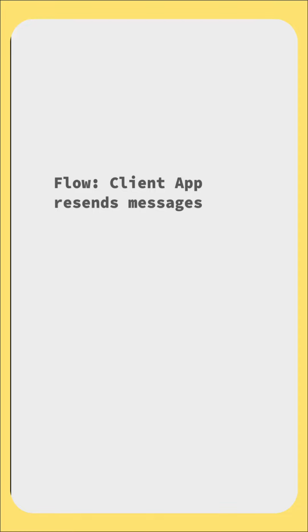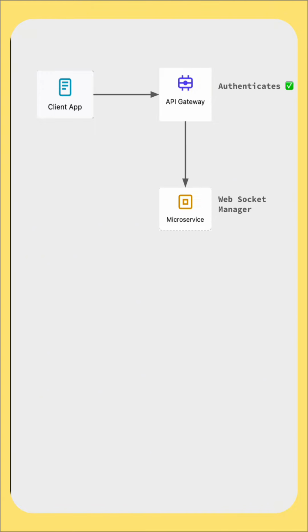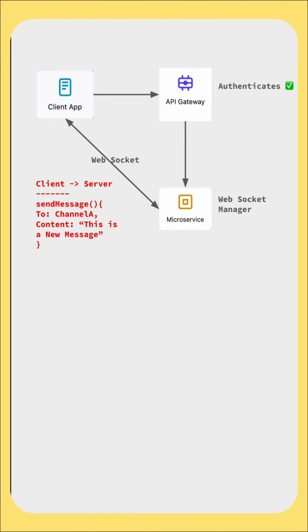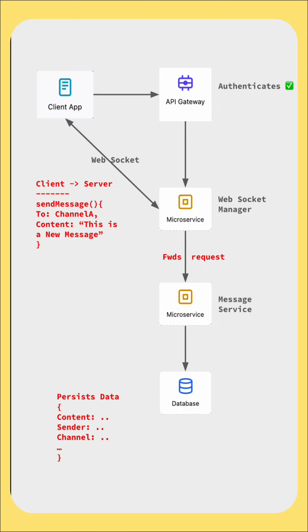So let's see how. The flow is: client app resends the message. So let's just look at the regular flow. The client opens the app, connects to the gateway, authenticates, and forwards the request to the WebSocket manager, which establishes a WebSocket. Now, the client app sends a message. The WebSocket manager forwards the message to the web service, which then passes the data to the database. Once it's all done, it acknowledges.